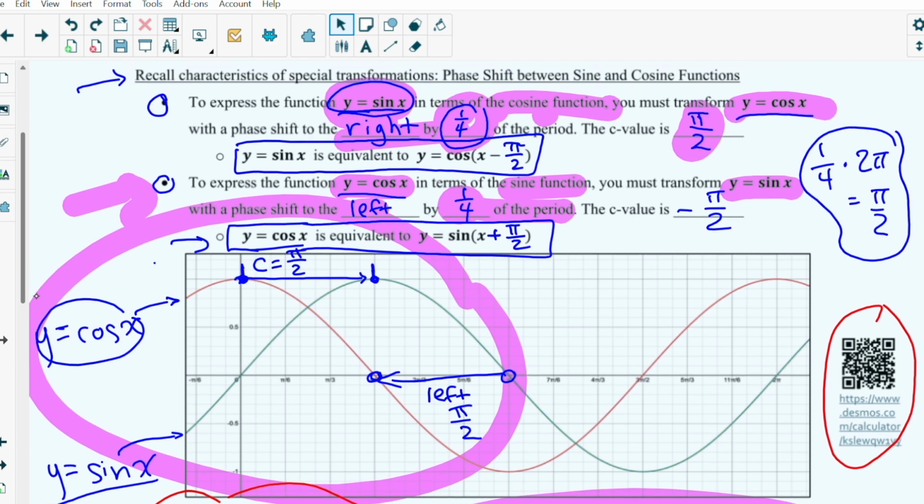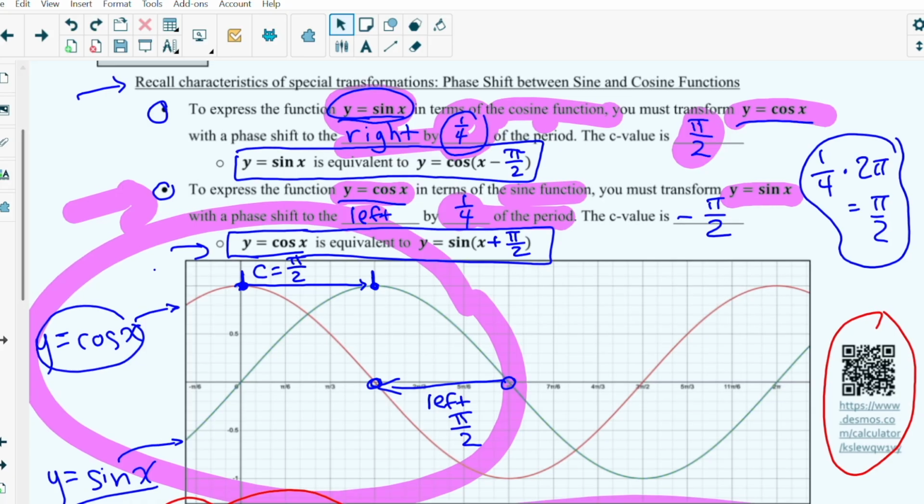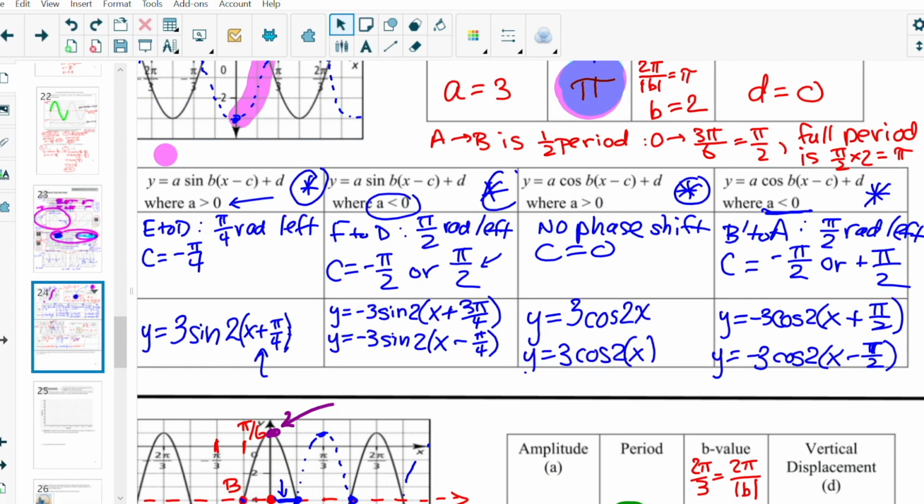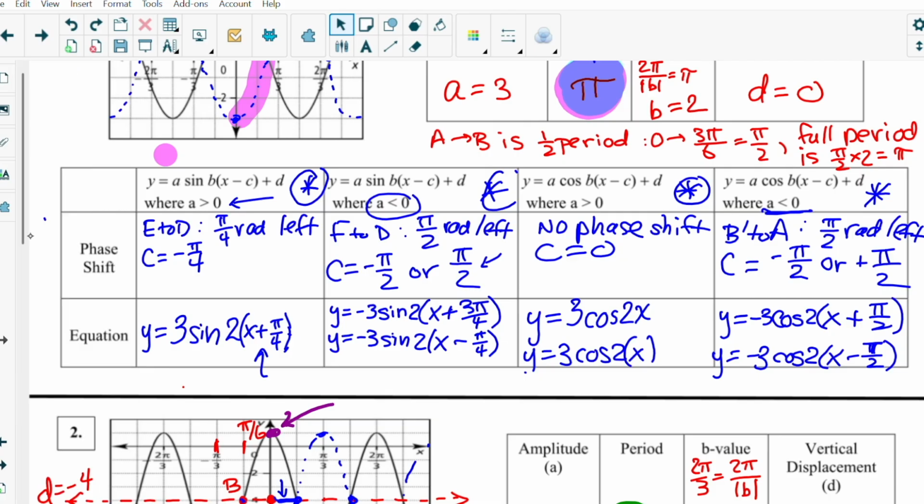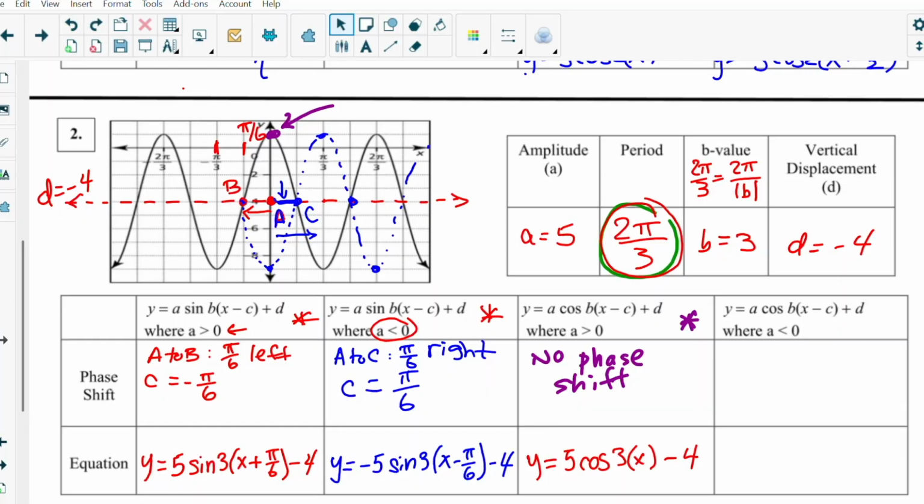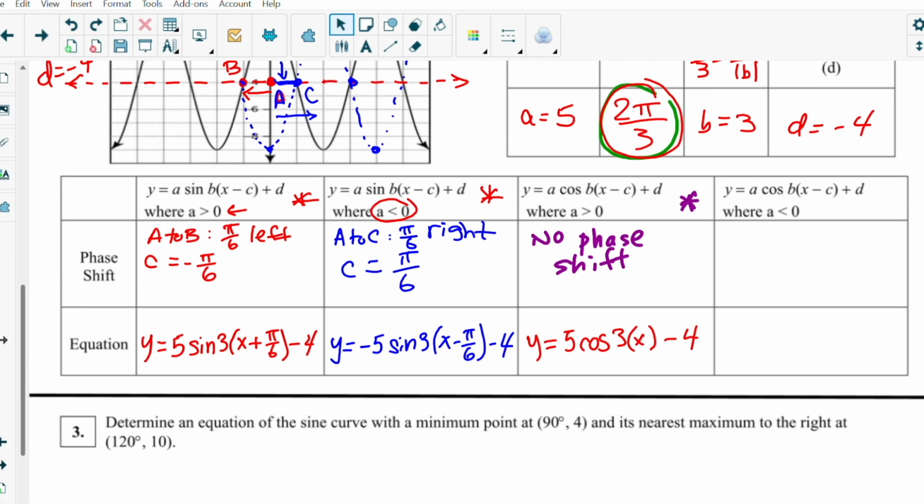To express the function of sine in terms of cosine, we must go right by a quarter period, and we showed that relationship here. So I'm going to go back. Let's think about a quarter period. What does that mean? The period here is 2 pi over 3. What's a quarter of that? So let me write it here: 2 pi over 3 is my period times 1/4. That's 2 pi over 12, and that is pi over 6.